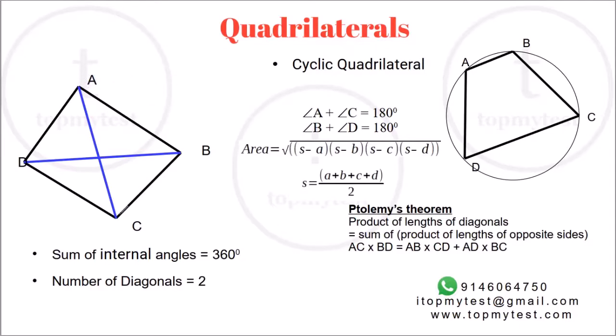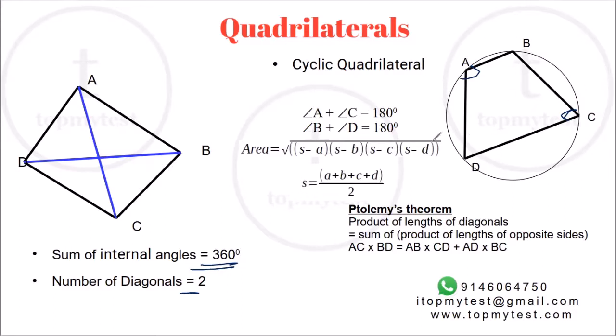So a general quadrilateral will have 4 corners and 4 sides, right? Nothing special about it except for the fact that the number of diagonals is 2 and the sum of internal angles is 360 degrees. If you restrict the quadrilateral such that the corners lie on the perimeter of a circle, then such a quadrilateral is called a cyclic quadrilateral. For such a quadrilateral, the opposing angles will add up to 180 degrees. So A and C will add up to 180, B and D will add up to 180.